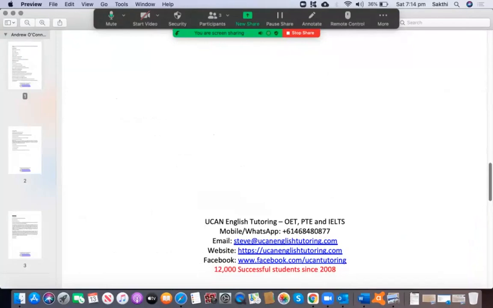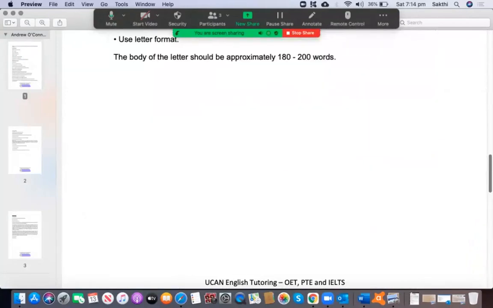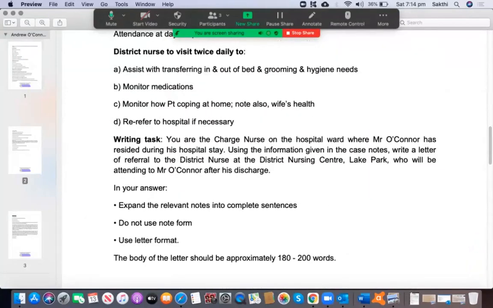Okay, let's go to the writing task section first. That's an oral answer. That's okay. All right, writing task. You are a charge nurse on the hospital ward where Mr. O'Connor resided. See this one? It's already mentioned. I don't know why you haven't used the name of the patient correctly in your letter. Using the information given in the case notes, write the letter of referral to the district nurse at the district nursing center, Lake Park, who will be attending to Mr. O'Connor after his discharge. Okay, that's all right.